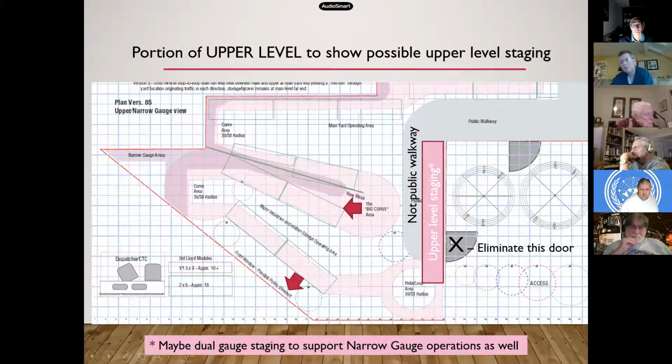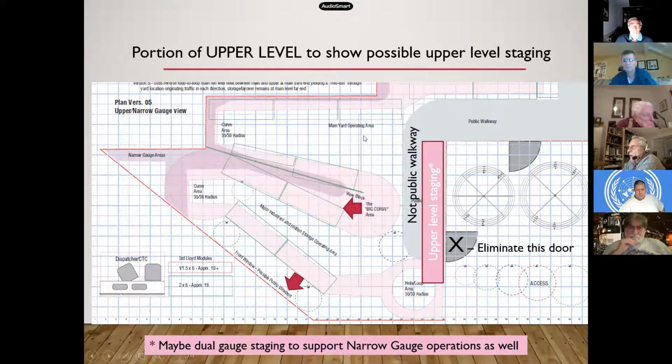But we did something where we could put an upper level staging maybe over this door or eliminate this door or something. So this is only a helix on the lower staging. It's only a loop on the upper level, but you take it across and you do staging here at a high level staging deck. So that was another idea that we never really developed. We liked the double helix instead.